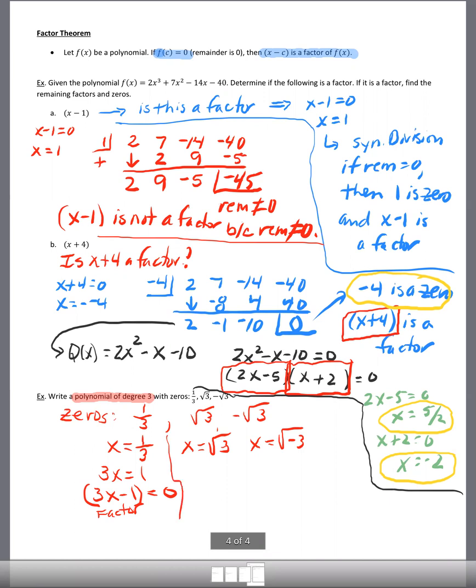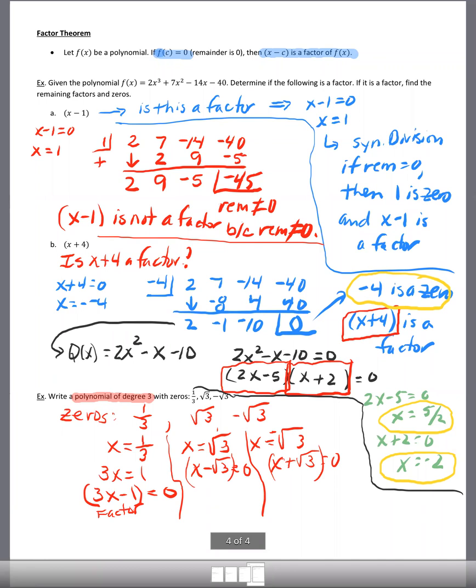Likewise, we can look at the next one. x minus the square root of 3 is equal to 0. Therefore, that is also a factor. If we look at x is equal to negative square root of 3, whoops, I've written that incorrectly. Hold on. There we go. The negative should be on the outside of the root. Then this will end up being x plus the square root of 3 is equal to 0. And here's the third factor.